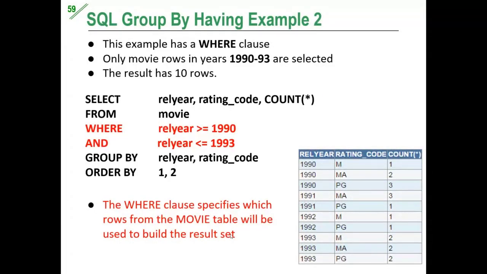But I can still use the where clause. So why am I using the where clause, by the way? This is a classic example. Think about this: I want the movies released in each year and the rating codes, and I want to find out the count of movies in each of the rating codes. So how many movies we have released in each rating code. But I don't want all movies. I actually want movies between 1990 and 1993, right?